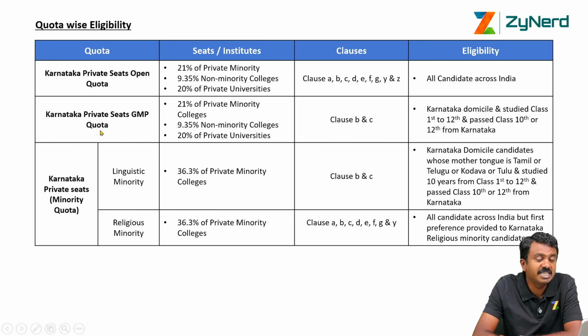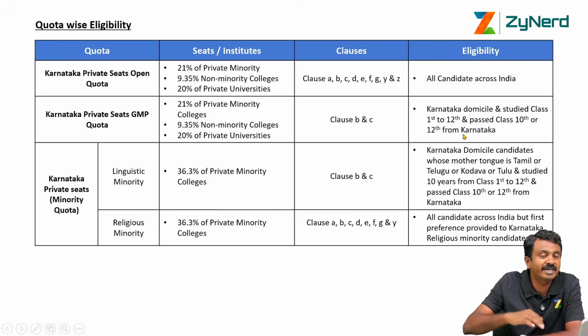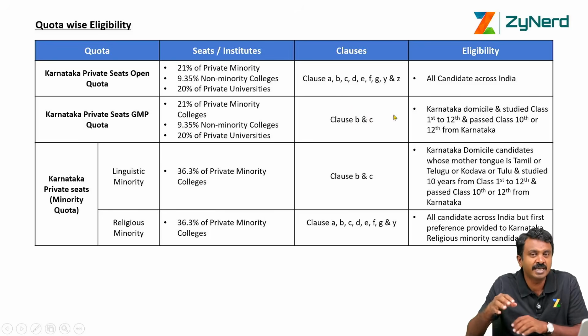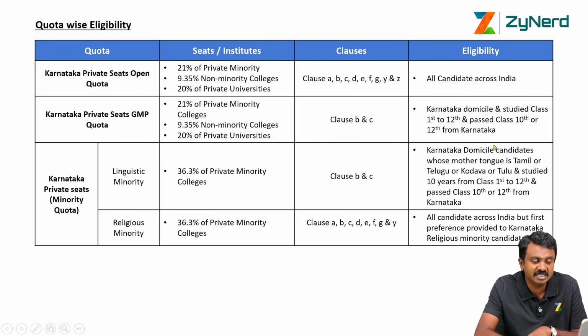Karnataka private seats, GMP quota. Who is eligible? Only clauses B and C. Who are clauses B and C? Those who are Karnataka domicile. Basically, Karnataka domicile is defined as studied class 1st to 12th, or class 10th or 12th, in Karnataka. You might have done MBBS outside Karnataka, or within Karnataka. That will define your B and C. Class B is MBBS within Karnataka and this 10 years rule. Class C is MBBS outside Karnataka and this 10 years rule. If you are under this 10 years rule, you alone are eligible for GMP seats.